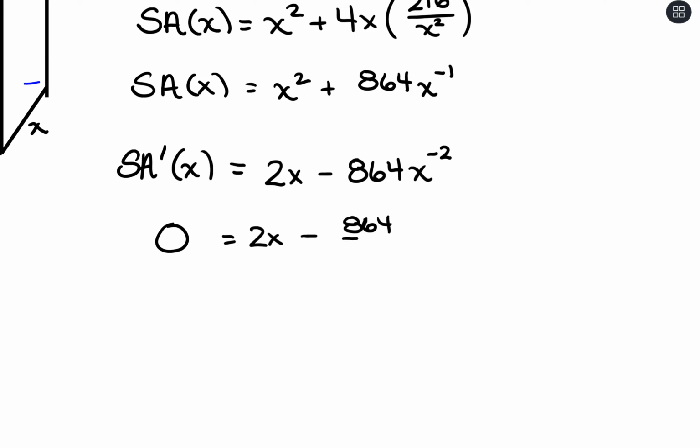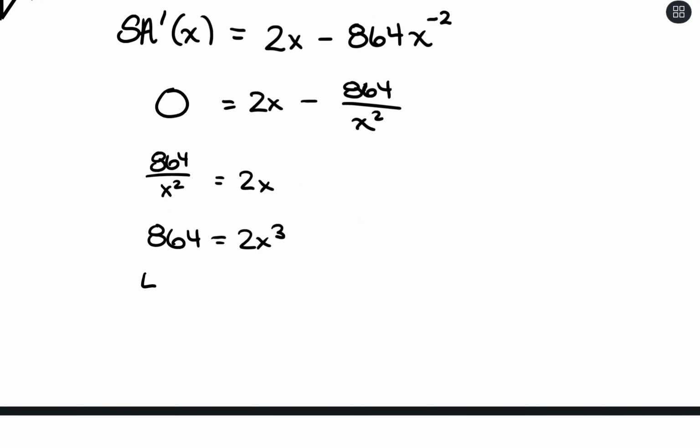So 864 over x squared. We're going to go ahead and add that to both sides. Multiply both sides by x squared. Divide by 2. And then take the cube root of both sides, and that should leave us with x equal to 7.56.